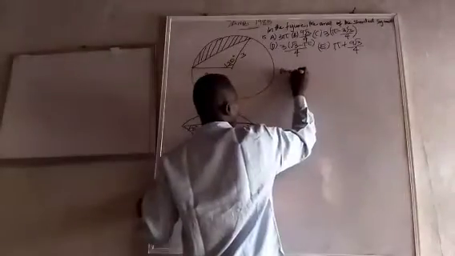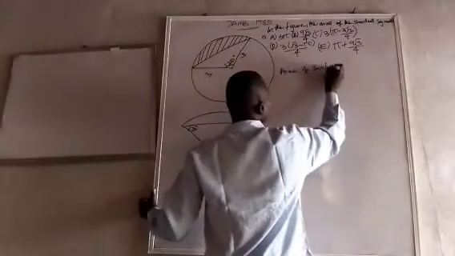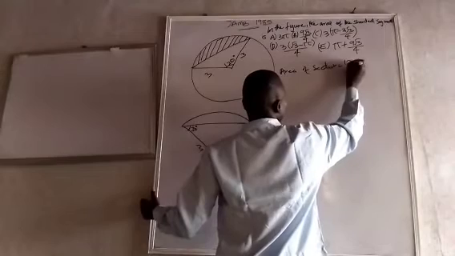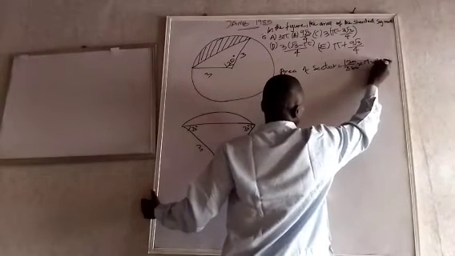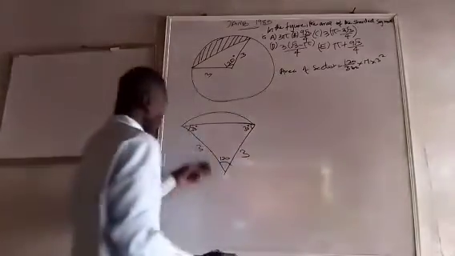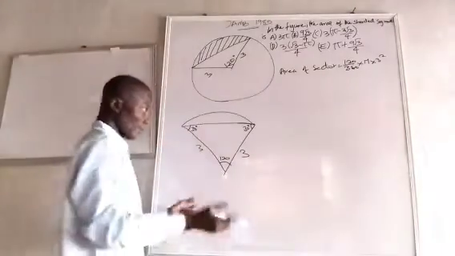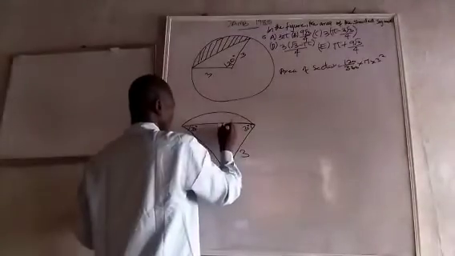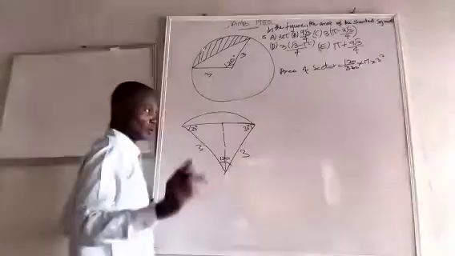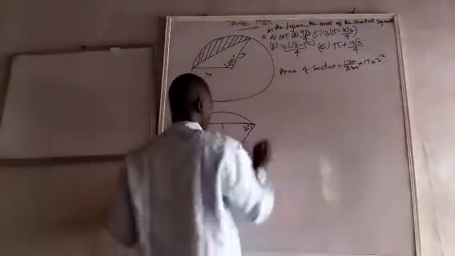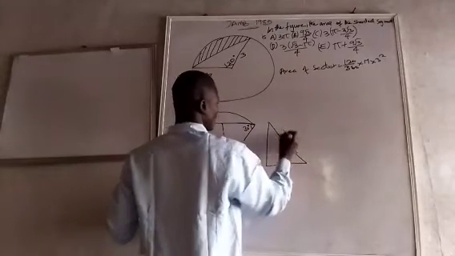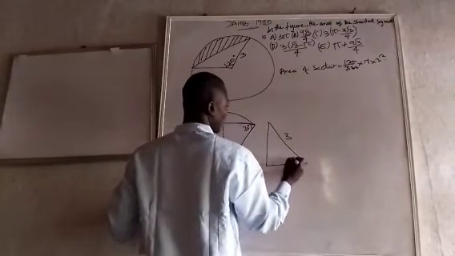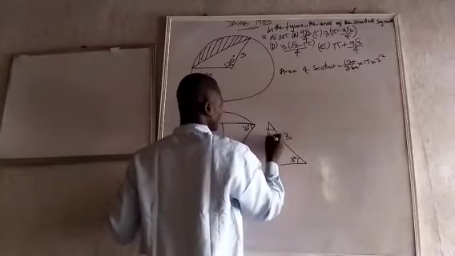For the whole sector, area of sector is going to be 120 over 360 times pi r squared. That is 3 squared. For the triangle, very easy. We are going to have two triangles. And the triangle is going to be like this. This place will be 3. This place will be 30. This place will be 60.